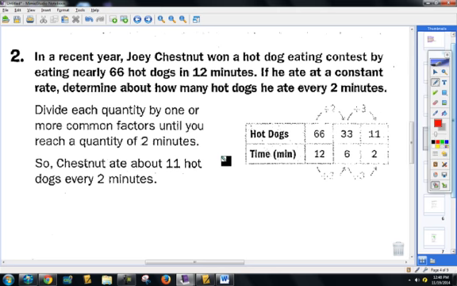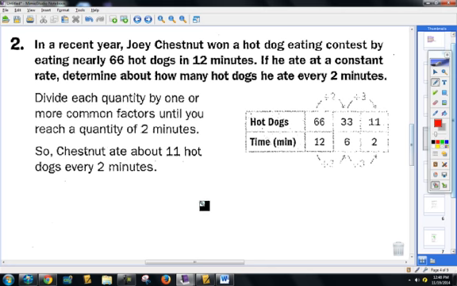Okay? In a recent year, Joey Chestnut, my hero, won a hot dog eating contest by eating nearly 66 hot dogs, gross, in 12 minutes. Even grosser. Okay? Now, what did I just put brackets around? My ratio. So everybody go down to the bottom here and write this.